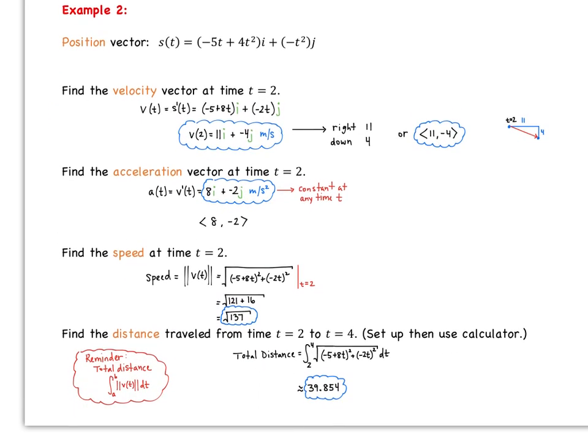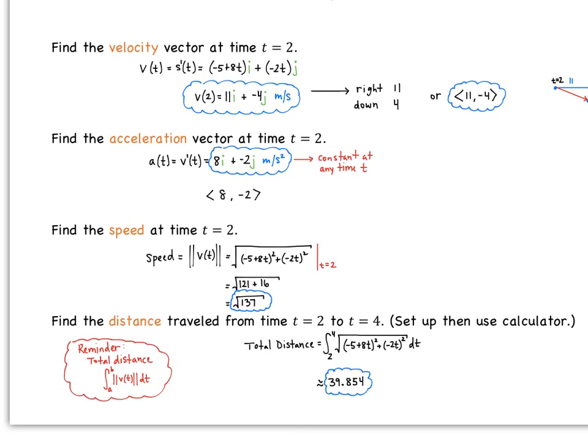And then finally, some other last reminders. If we wanted to find speed, remember speed is simply the magnitude or the length of that velocity at time t equals 2. So we can set that up, right? That's the square root of v1 squared plus v2 squared. Evaluating that when t equals 2, we're going to get the square root of 37.